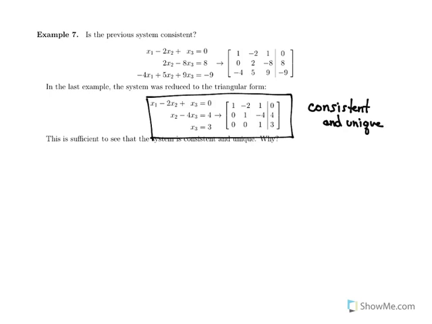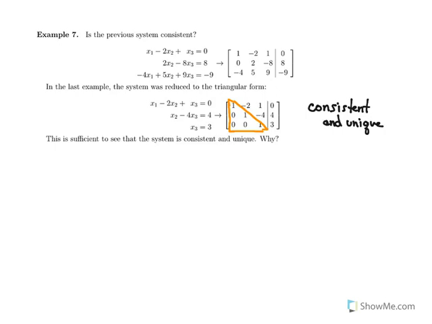And the reason that we can do that is because we have this thing in triangular form. Looking at that triangle right there, we have zeros everywhere underneath this diagonal, and that diagonal has non-zero entries. It doesn't have to be one necessarily. This has to be non-zero entries and then zeros everywhere underneath. If we see that, that means that we have a consistent and unique solution.